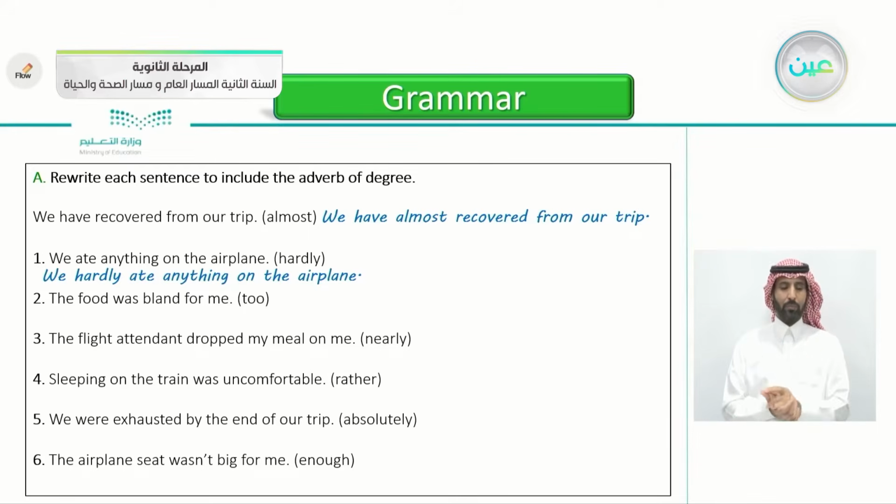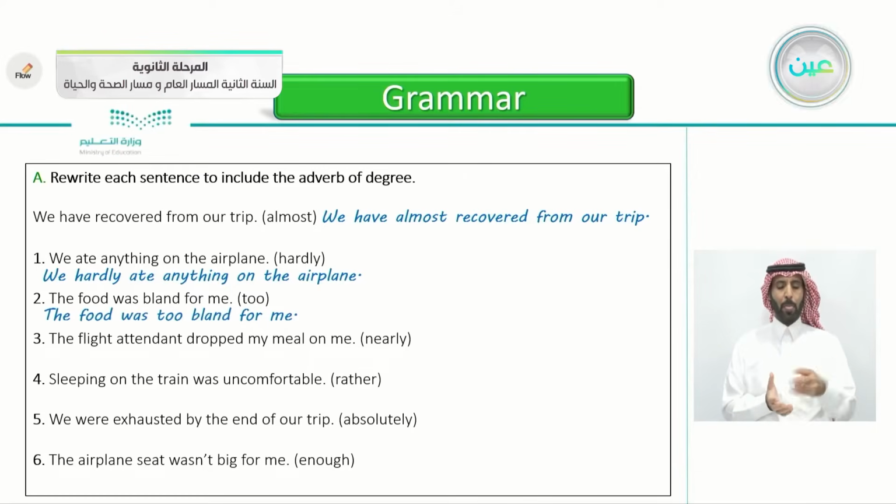Number two, the food was bland for me. And the adverb is too. Yes, this is an easy one, of course. The food was too bland for me.